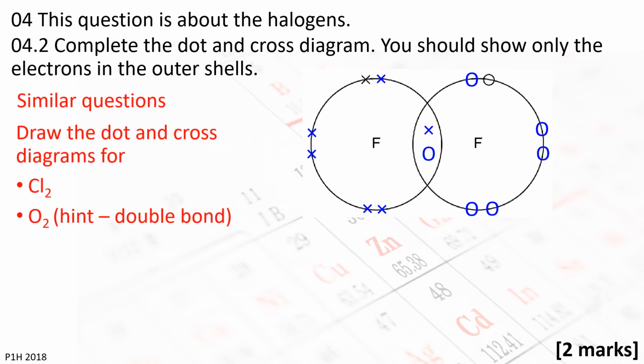You could try some similar questions. Draw the dot and cross diagrams for chlorine and oxygen, and watch out, there's a double bond between the atoms in an oxygen molecule.